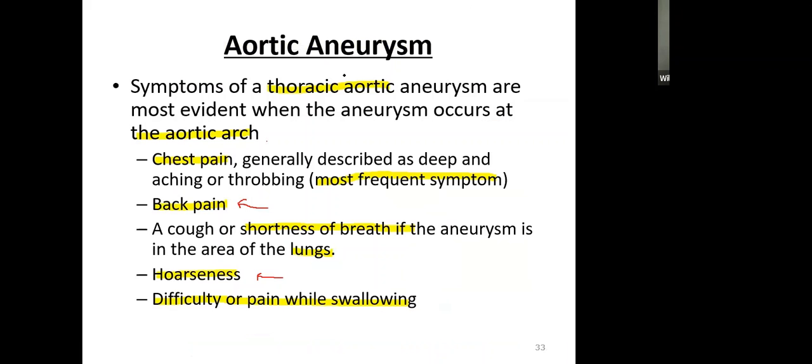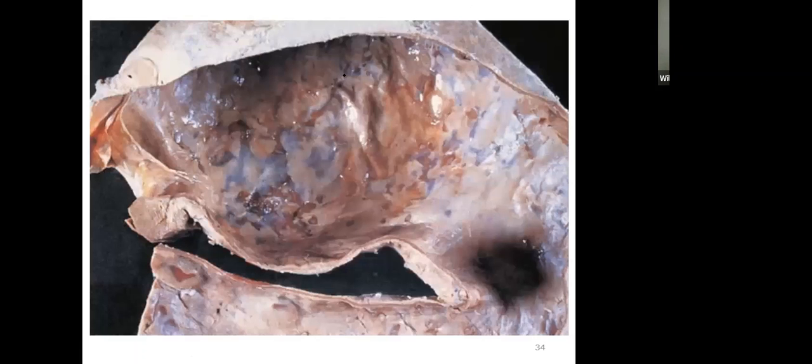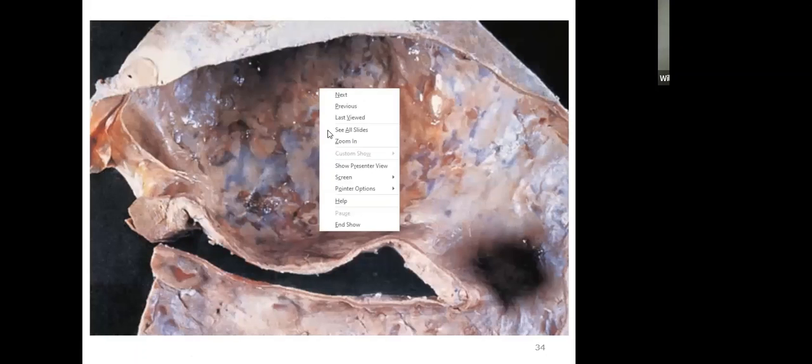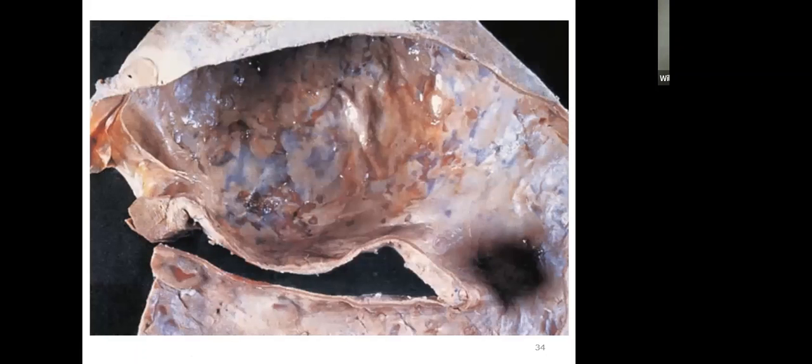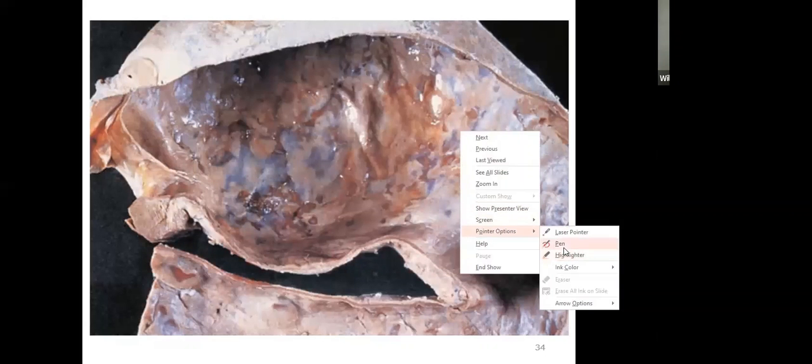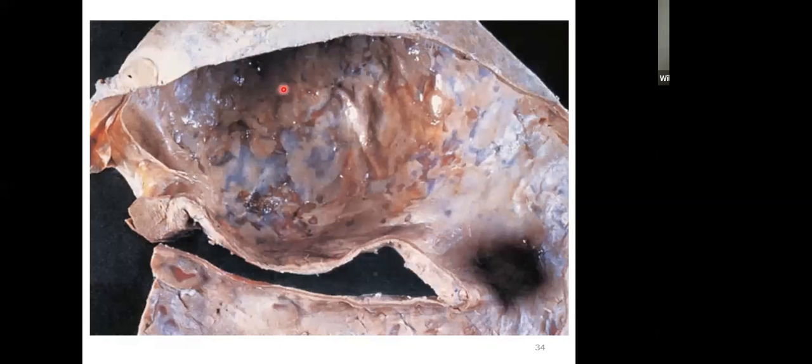So difficulty or pain while swallowing, pain in the back, SOB, especially if it's dealing with the lungs, hoarseness because it's going to compress across the recurrent laryngeal nerve, and chest pain as well. And so this is a nice, well, it's not a nice image, but it's a nice one to show you what's going on. Oh, one sec, let's get my pen working again. There we go, I'll use a laser pen.